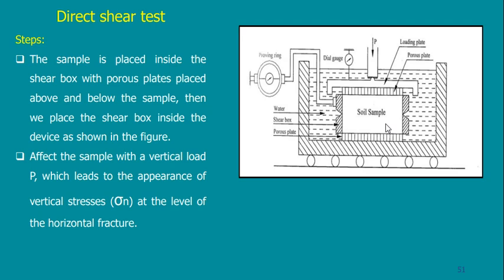So usually when I conduct a direct shear test, I get higher values of C and phi, because I'm shearing the sample on a specific plane. This you should take into consideration.